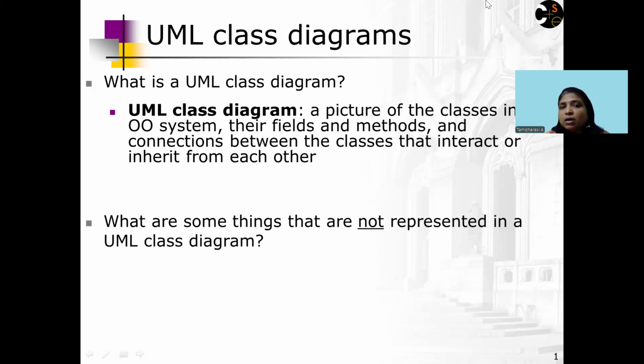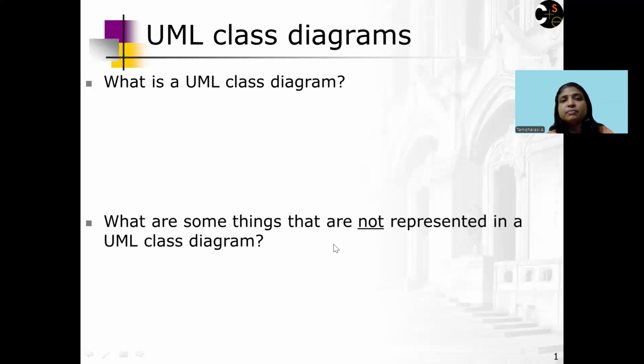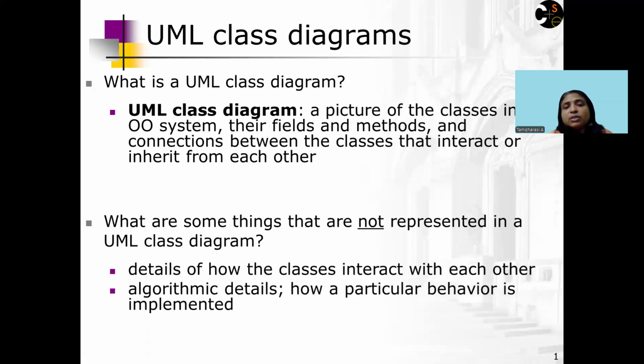Also, whether a class inherits another class, all that will be visually represented in a class diagram. So what is not represented in a class diagram? The details of how the classes interact with each other, the implementation details, are not represented in a class diagram. Algorithmic details, how a particular behavior is implemented, are not shown in a class diagram.